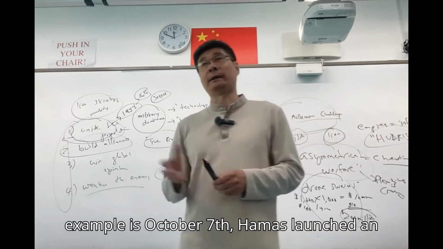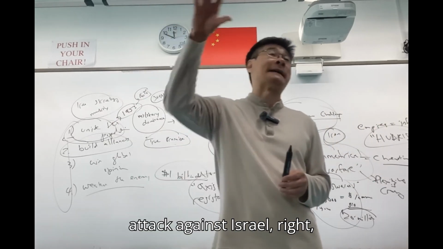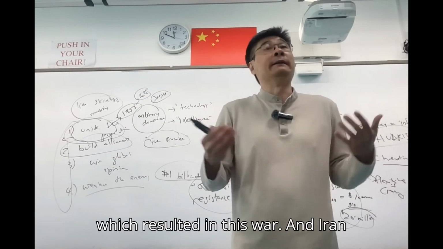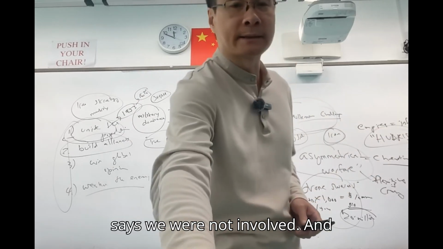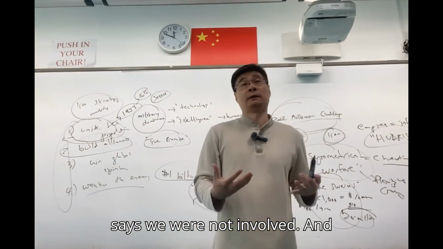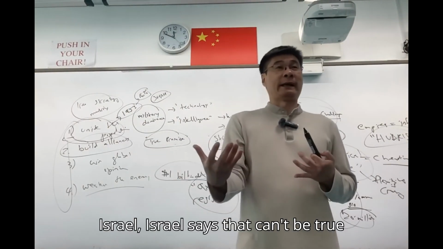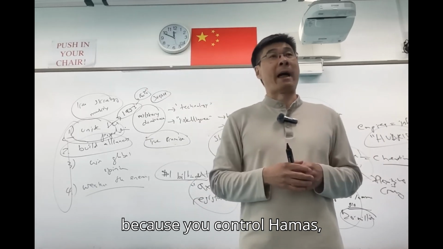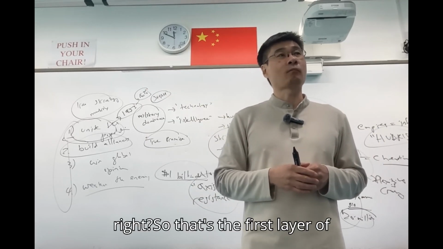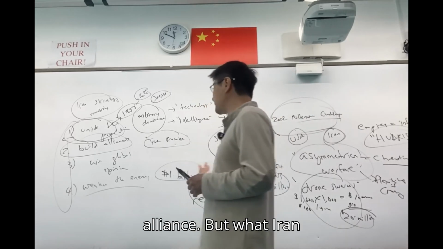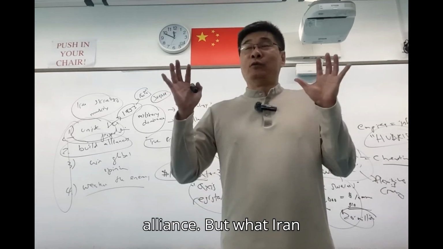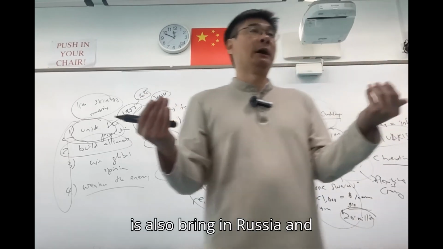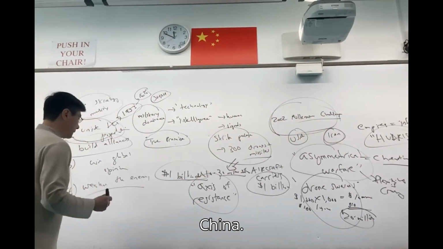So the example is on October 7th, Hamas launched an attack against Israel, which resulted in this war. And Iran says, we were not involved. And Israel says that can't be true because you control Hamas. So that's the first layer of alliance. But what Iran needs to do if it is to win the war is also bring in Russia and China.